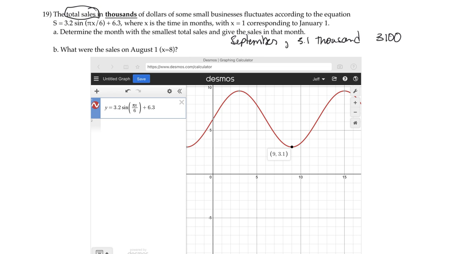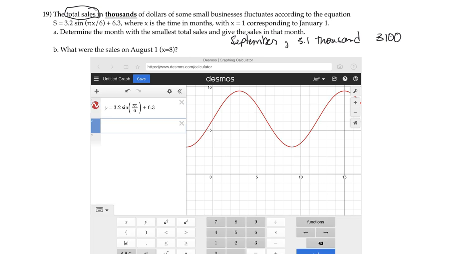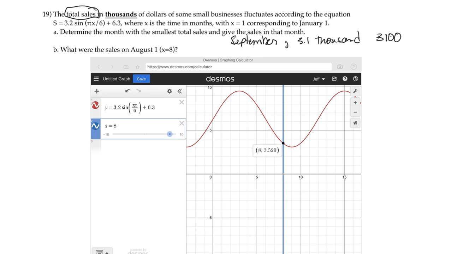And then they ask, what were the sales on August 1st? In other words, x is equal to 8. So I'd go on my graph again and type x equals 8, and I could tap there. The sales on August 1st would be 3.5 thousand, or $3,529.